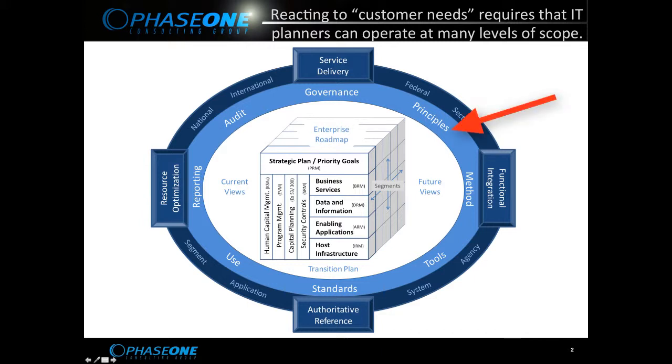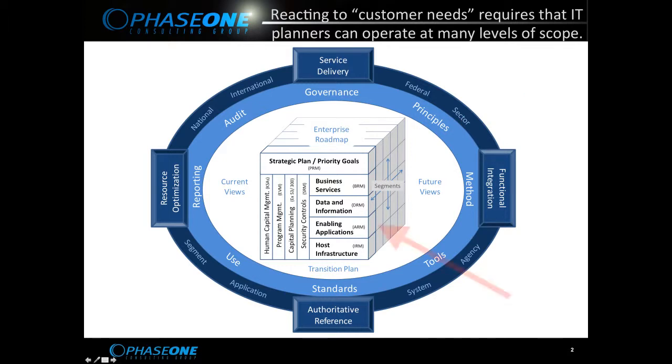The ring on the inside of this is slightly akin to the building blocks that we at Phase 1 have championed before, the building blocks of a good program. These are slightly geared towards that. You have things like governance and principles and methods and tools and standards that are all part of our building blocks. And then there's use and reporting and audit, which also talk to some of the capabilities that need to exist in a program to have an effective architecture program.